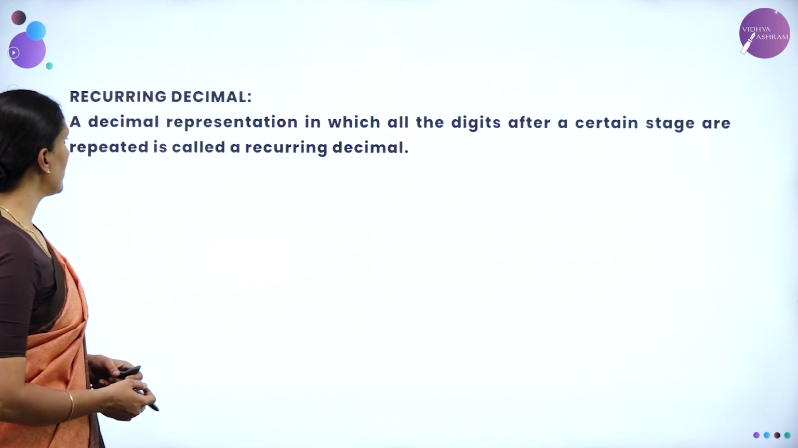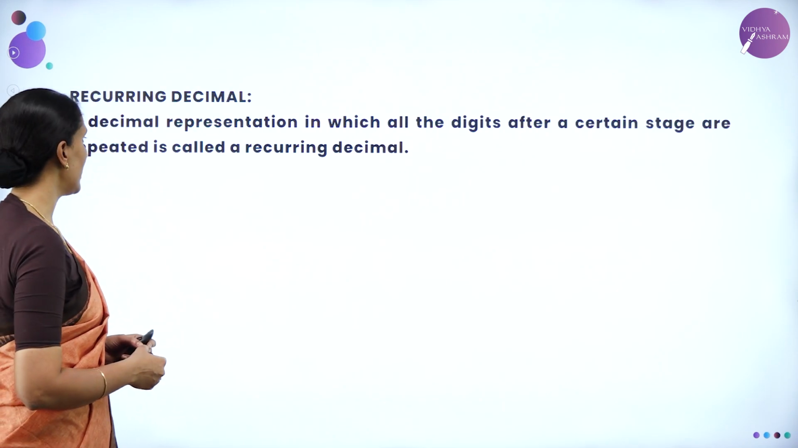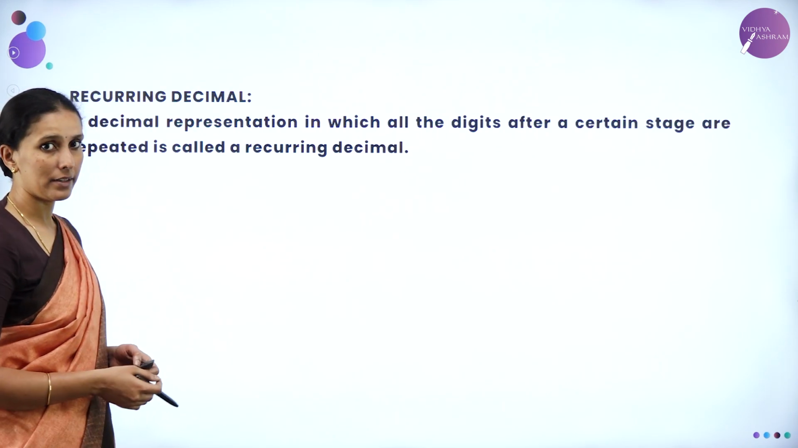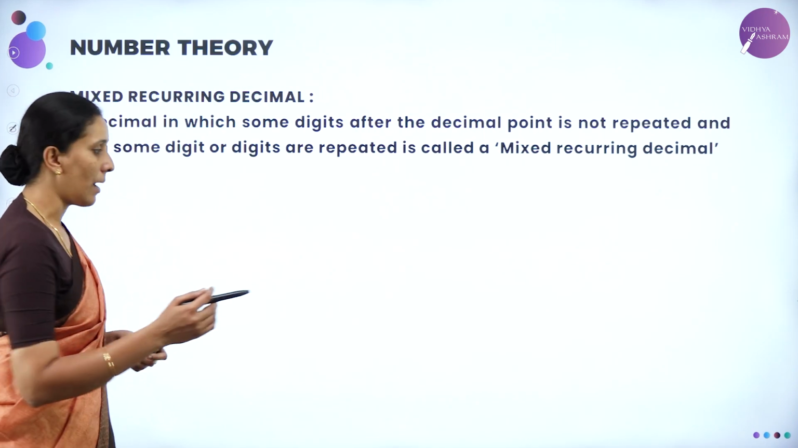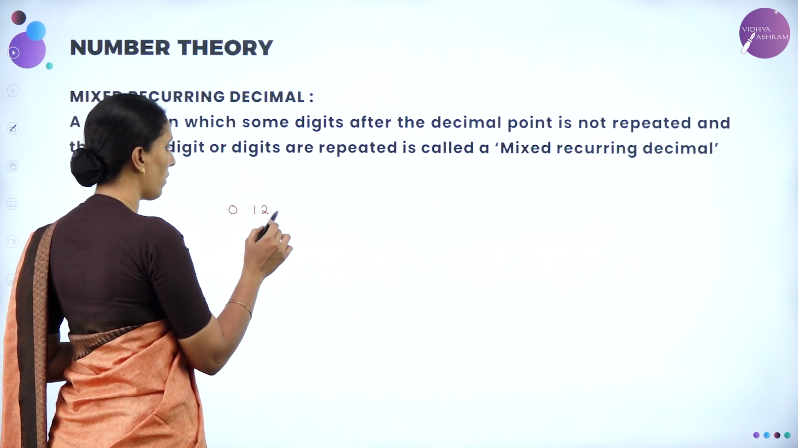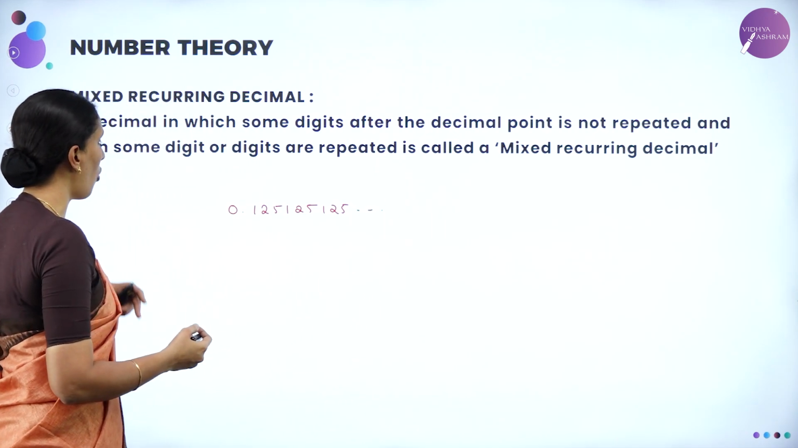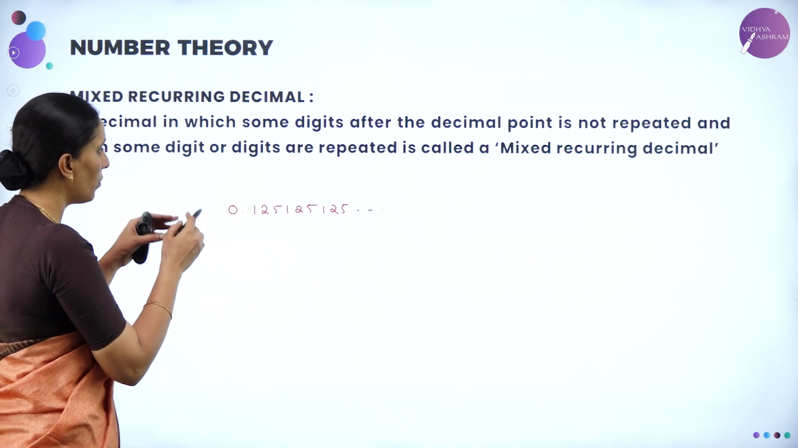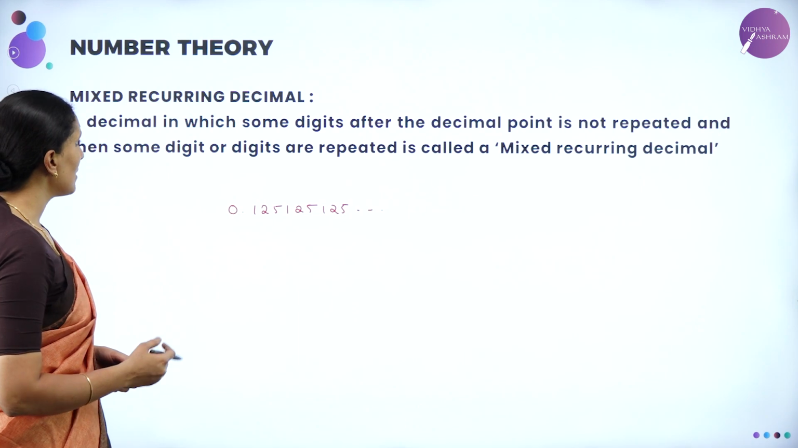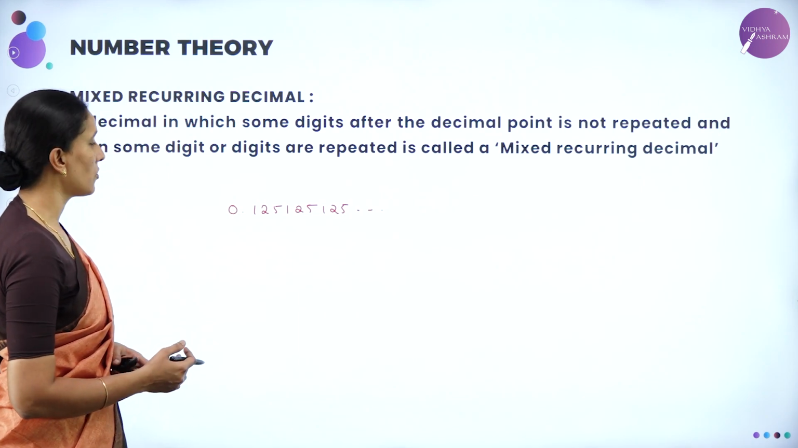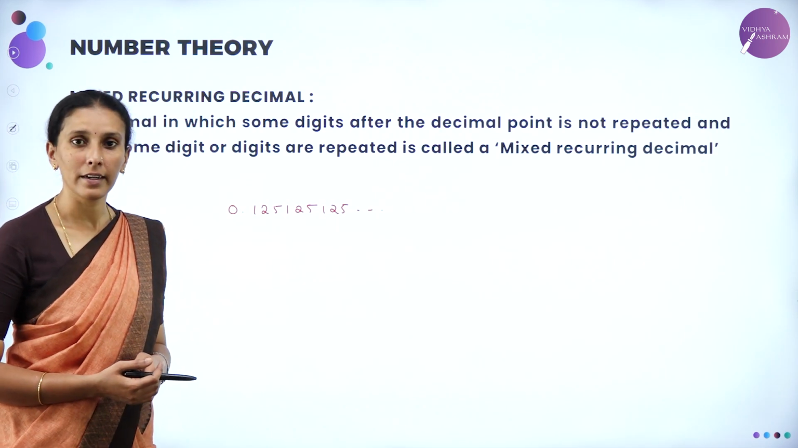So here recurring decimal means a decimal representation in which all the digits after a certain stage are repeated is called a recurring decimal. And mixed recurring decimal. Sometimes we might get an example in such a way that we might get 0.125, 125, 125, etc. So this is an example of mixed recurring decimal. So that means few digits repeat after being repeated once again. So a decimal in which some digits after the decimal point are not repeated and then some digits are repeated is called a mixed recurring decimal.